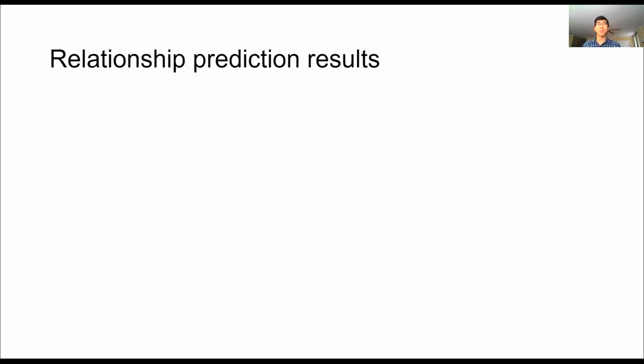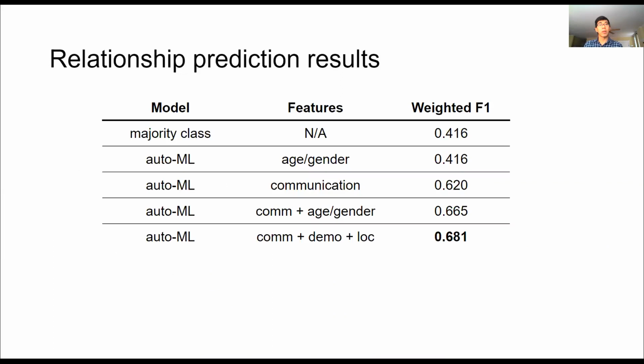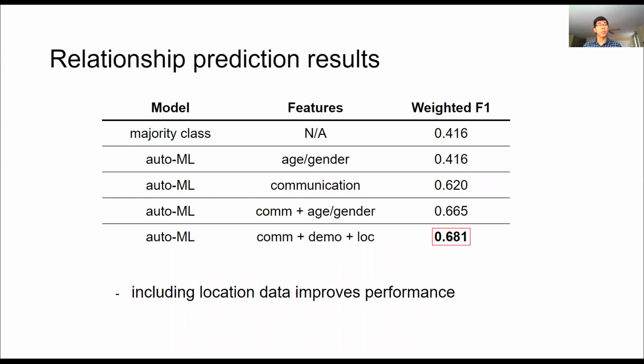So let's look at some results. Throughout the study, we used AutoML, which automates both hyperparameter tuning and ensemble selection. We run AutoML across different combinations of all of our feature sets that we just discussed. One key takeaway here is that including location data improves the performance of our models. We see that models trained with location information alongside the other feature blocks give us the highest F1 scores.